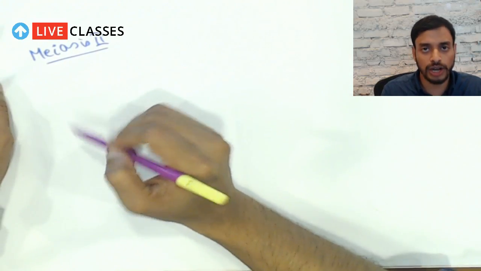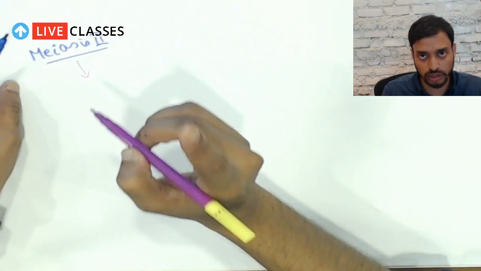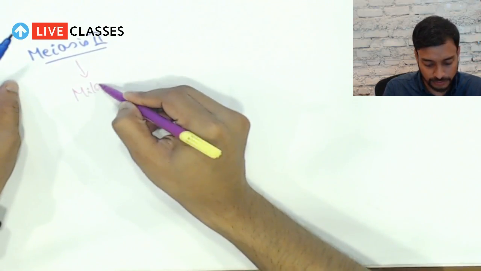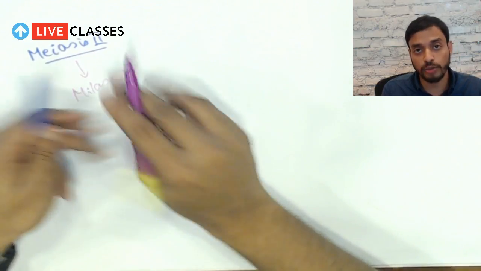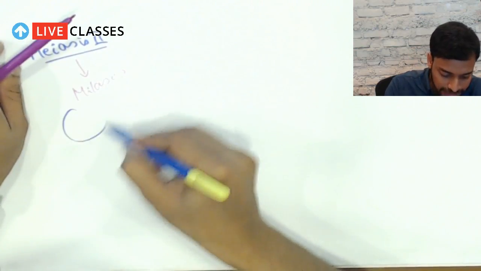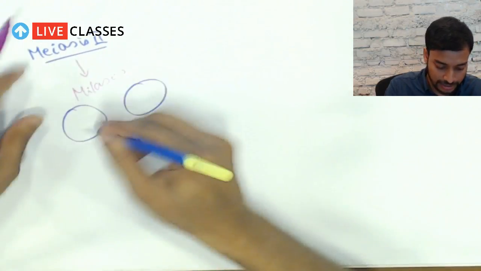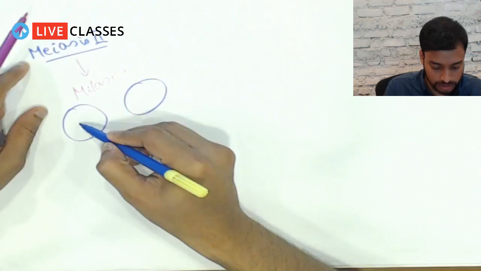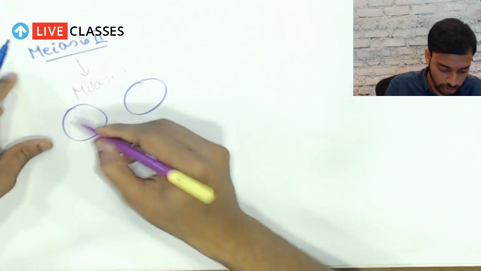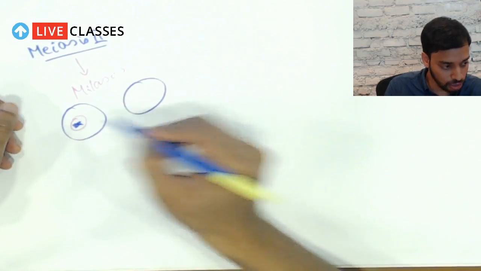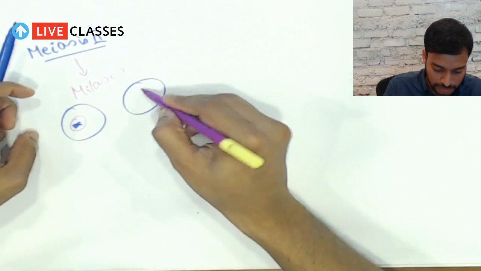Meiosis 2, I'll just explain in one word. Meiosis 2 is equivalent to mitosis. Okay, this is equivalent to mitosis. Here we have the two cells we had initially. So I'm just drawing this cell. Inside we have the nucleus. Here we have this blue, which, as I said, is the paternal chromosome, and here we have the maternal chromosome.